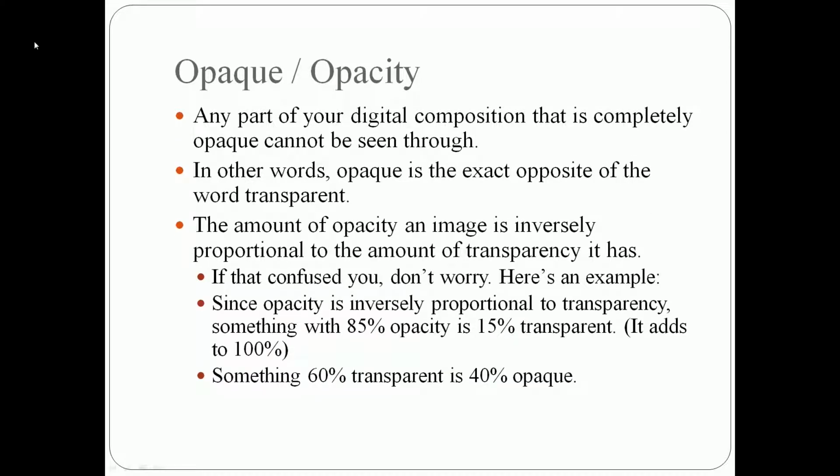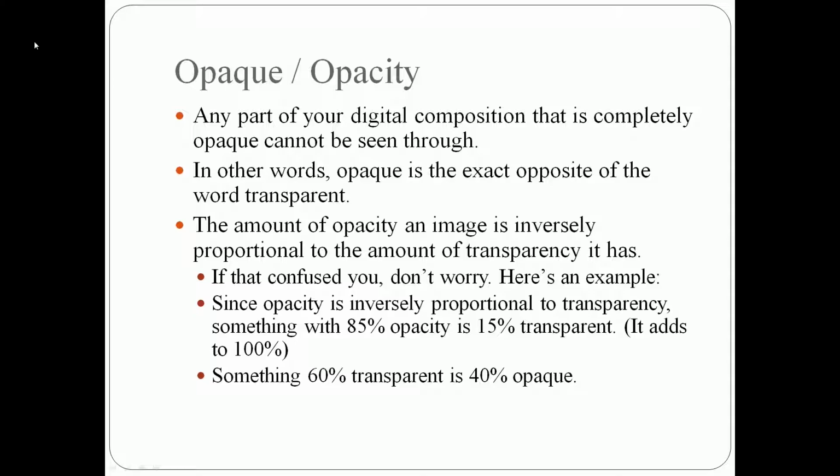Any part of your digital composition that is completely opaque is something that can't be seen through. So opaque is the opposite of transparent. A wall is opaque, a window is transparent. In other words, opaque is the exact opposite of the word transparent. The amount of opacity in an image is inversely proportional to the amount of transparency that it has.